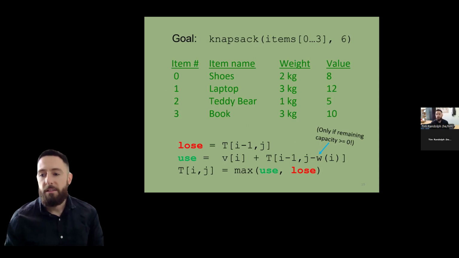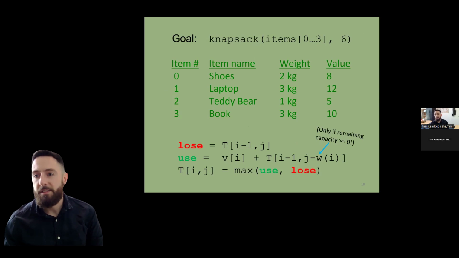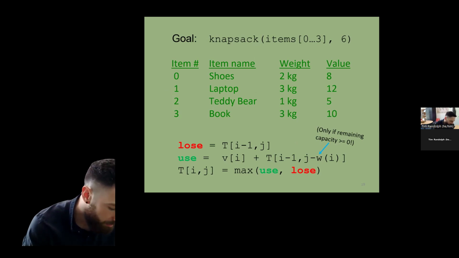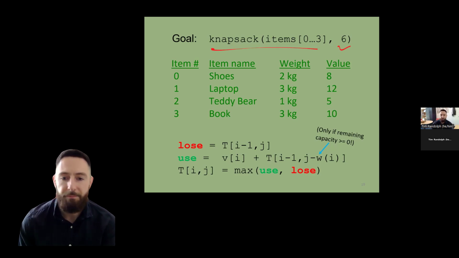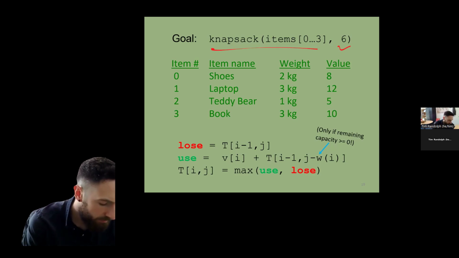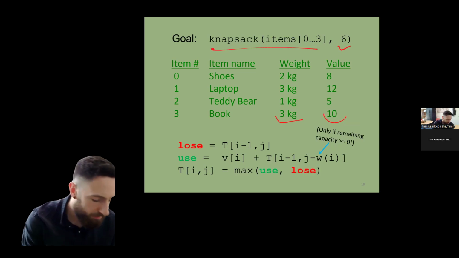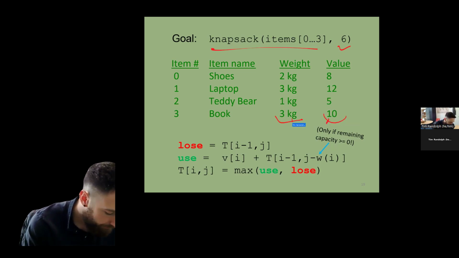So let's do an example instance. So let's say we want to compute Knapsack on these 4 items with a remaining capacity of 6. We've got the shoes, the laptop, the teddy bear, and the book. They've got weights, and they've got values. I've changed them a little bit from the previous example, but that should be okay.